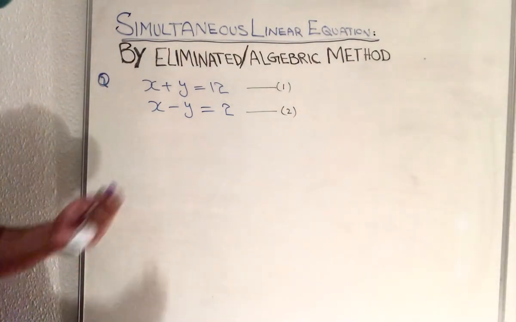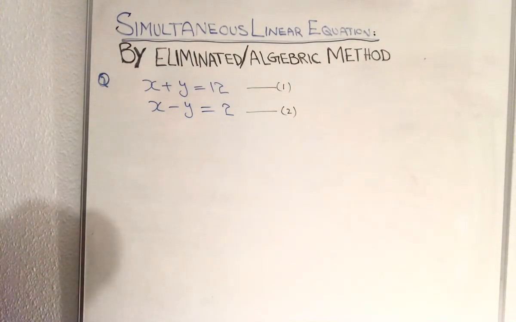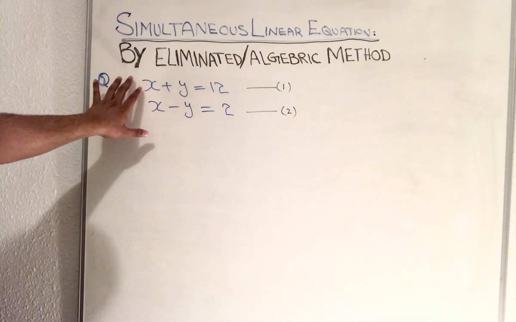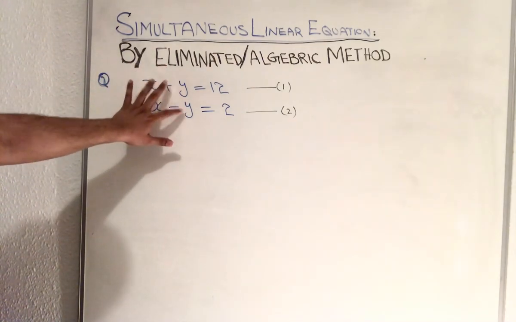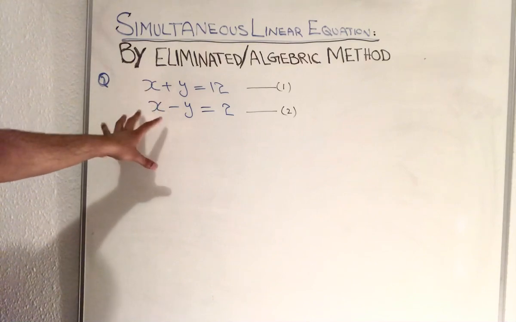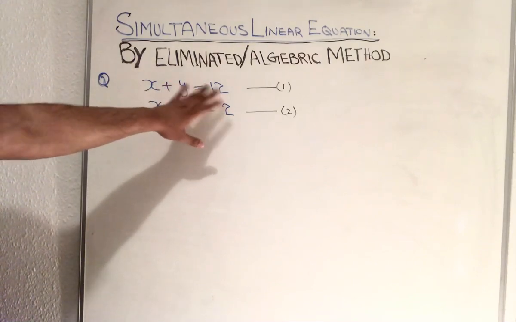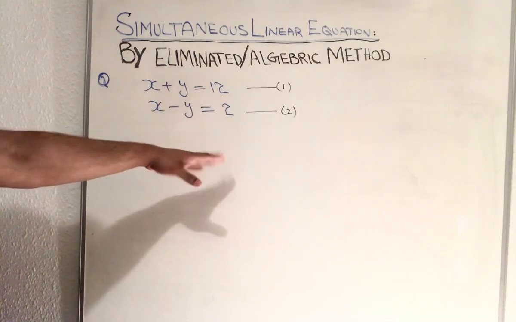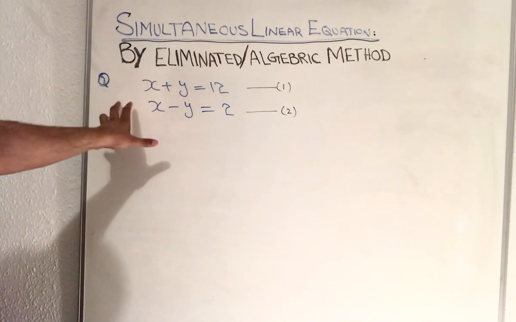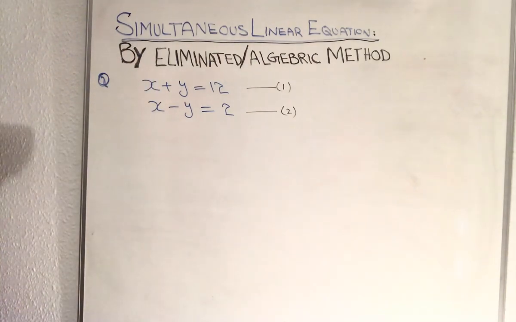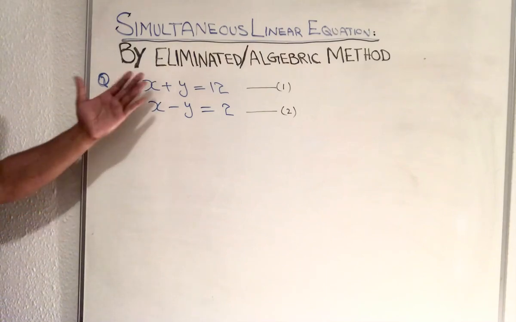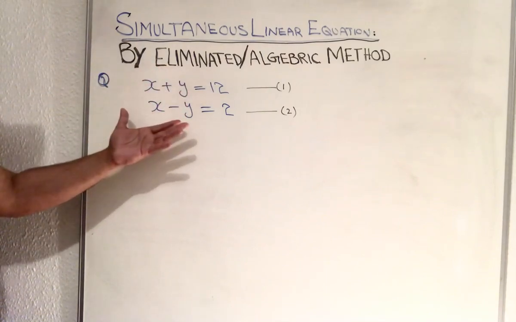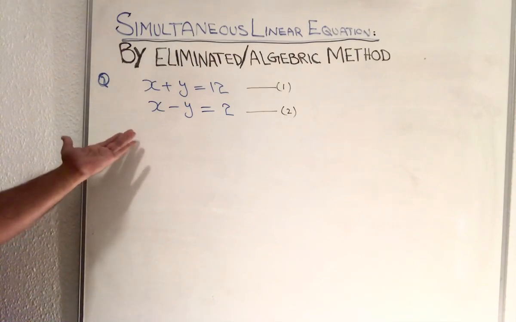Now this is very easy. Why is it very easy? Because you can see there is nothing with the x and y terms, they all are single, with a positive or negative sign. It doesn't matter what is on the right hand side, but you have to stick to the variables x and y. Now we have to find the value of x and y by using the algebraic and elimination method. So this is the easiest question.